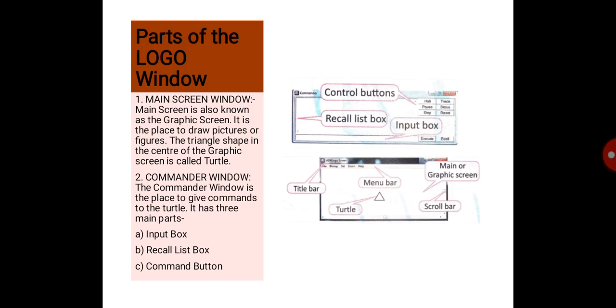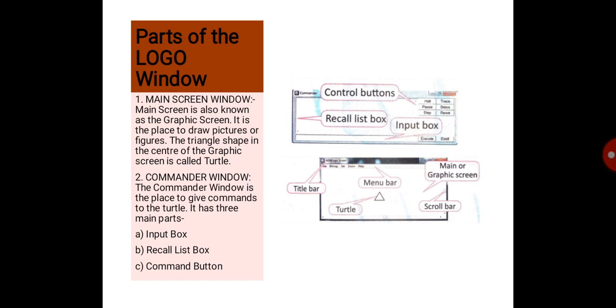Now, parts of a logo window. When MSW logo window opens, that window is divided into two parts. That is, first is main screen window and second is commander window. Main screen window, this window is also called the drawing area or the graphics area.